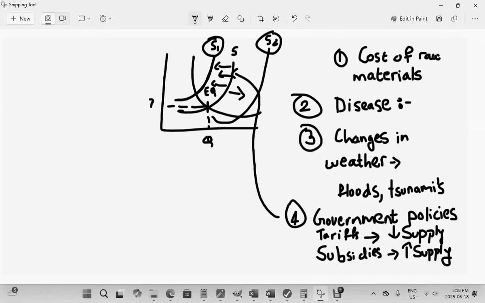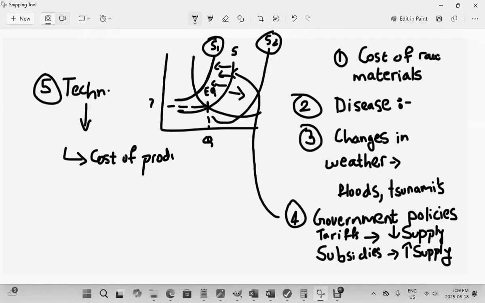Apart from government policies, you also have technology. So number five is technology. When it comes to science and technology, we're talking about inventions, innovations, and so forth. For example, if because of an invention your machinery is more efficient than before, it basically means that the cost of production will go down, because of this efficient technology.